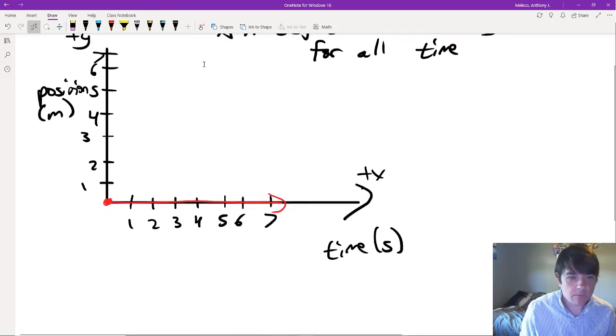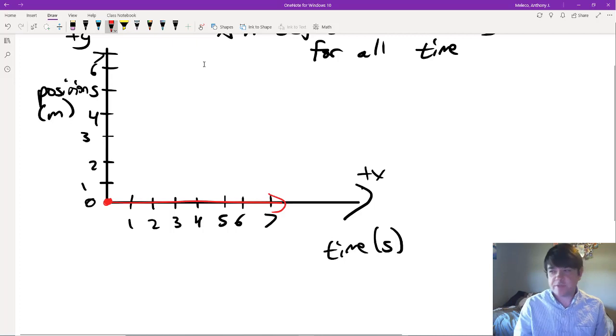So for second 1, it's at 0 position. Second 2, we're at 0 position. Second 3, 4, 5, 6, 7, we're at 0 position.